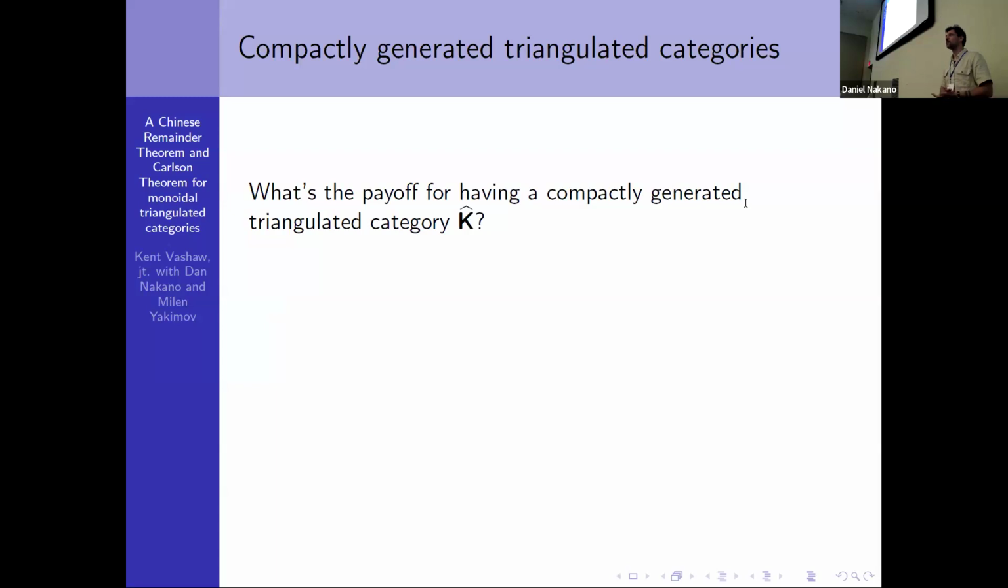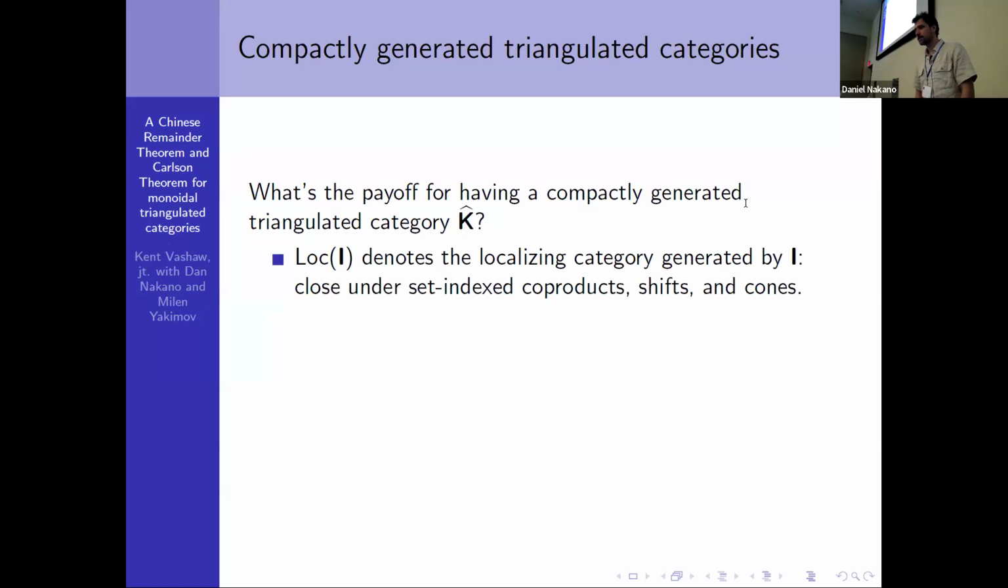So, okay, what's the point? I mean, we want to prove something just for a monoidal triangulated category K. Why do we need this K hat? Why do we need these arbitrary set indexed coproducts? Well, the point is, here I'll introduce some notation. Let me set Loc I to be the localizing category generated by some subcategory I. So here I just want to close it as a triangulated category, except I'm also allowed to take set indexed coproducts.